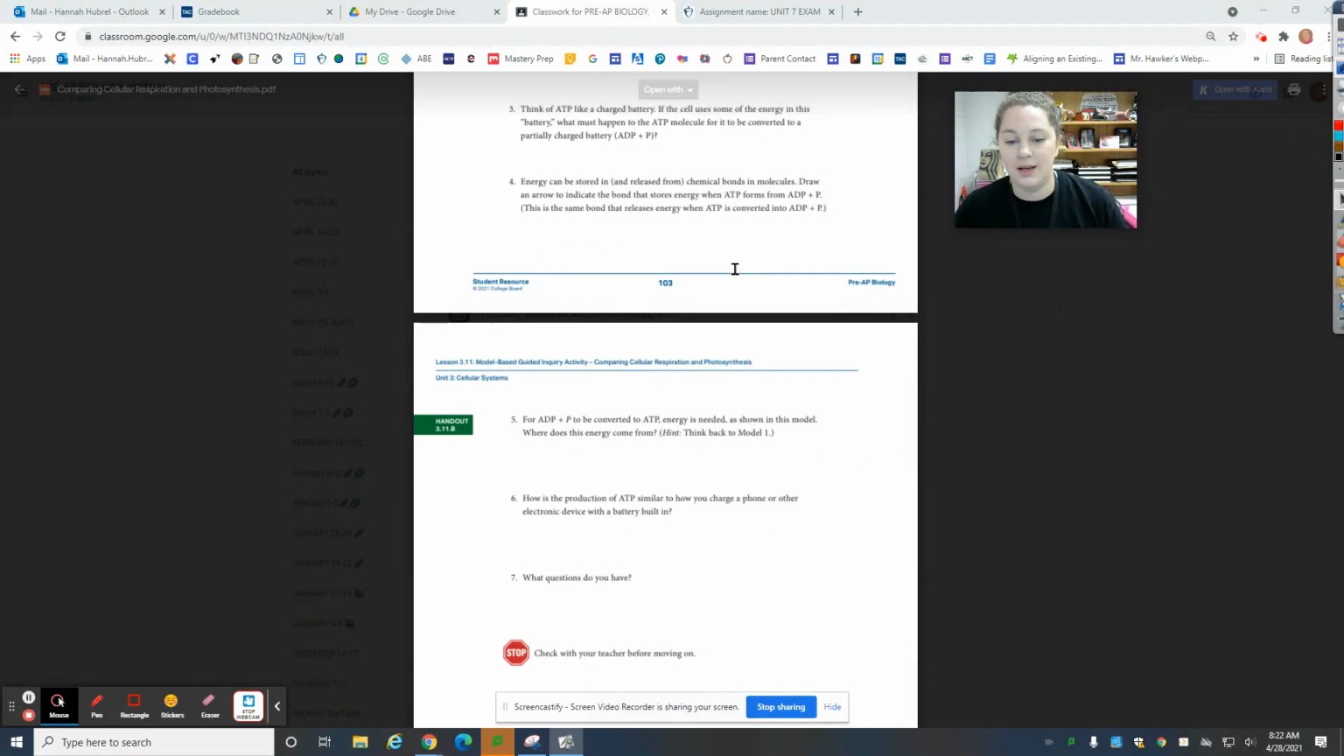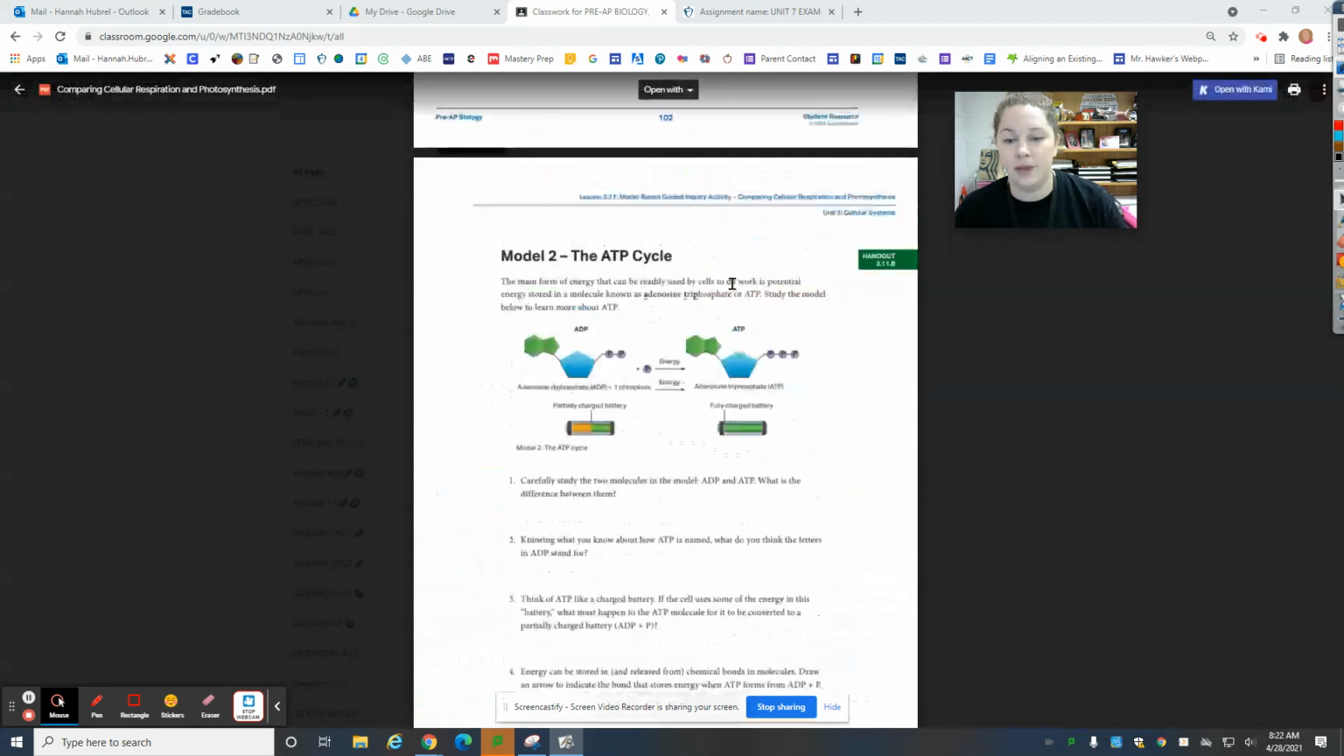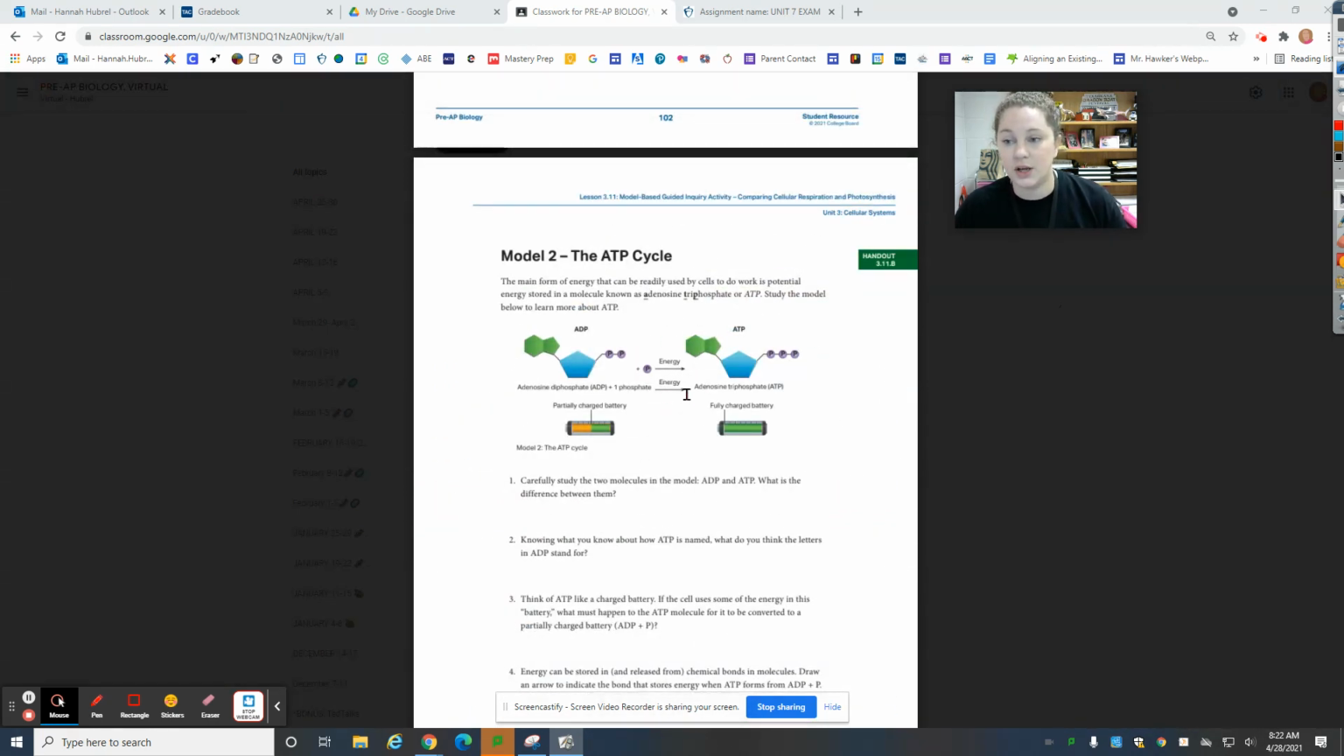All right, for ADP plus P to be converted to ATP, energy is needed as shown in the model. Where does this energy come from? So they're asking, where does this energy right here come from? That energy comes from glucose, from the foods that you eat.